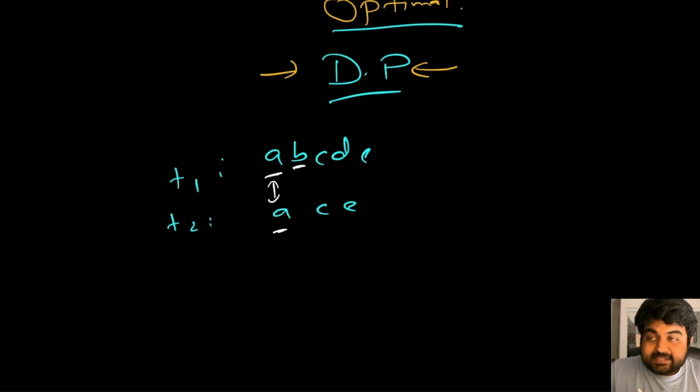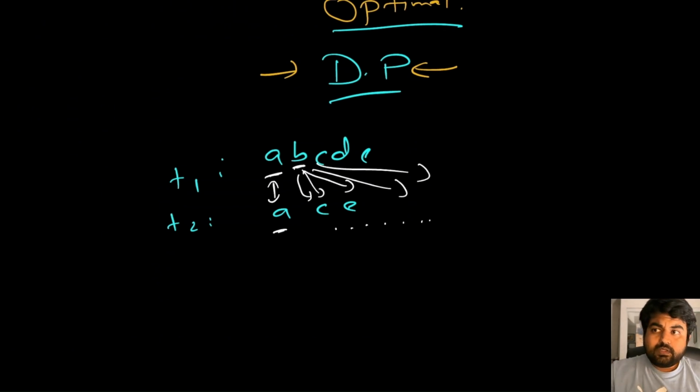Now we are at this character B, and we don't know that the next character B is not present over here. So we don't know whether B is going to be present somewhere down the road or not. So do you think that we should compare B with every other character that is currently present inside the T2 string? Well, we could do that, and we are going to do that.